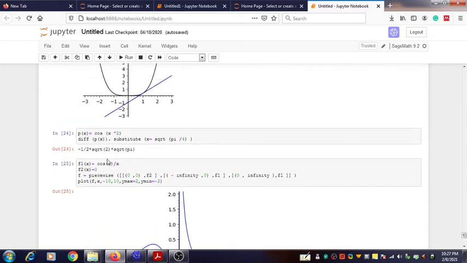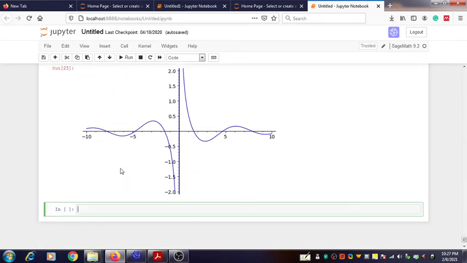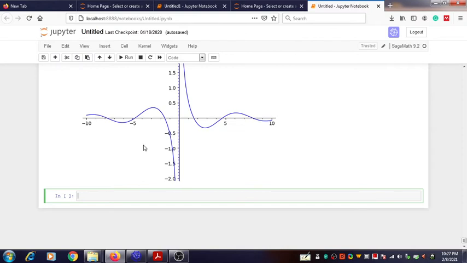That's clear from the definition of the function itself. It is clear, and this nature of the curve is clear. Okay, this is only a demonstration of defining this kind of functions, split functions, and the method of drawing the plot of such kind of functions.